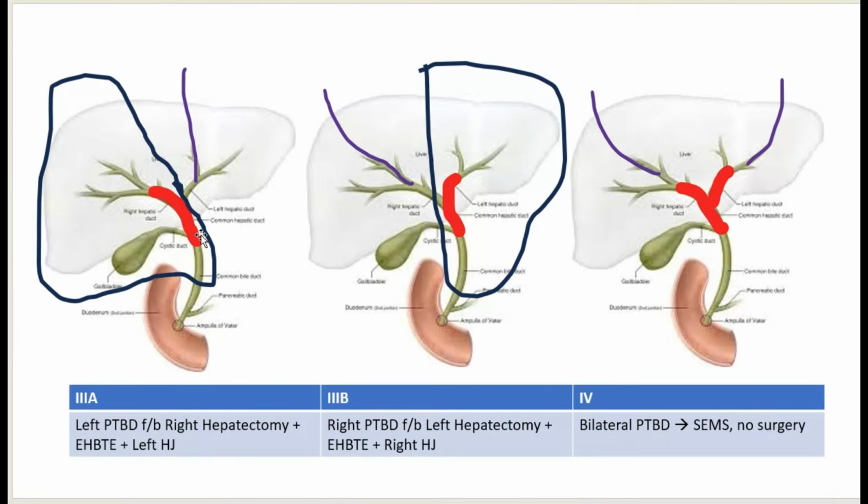So for a type 3A, that is disease extension to the right-sided second order ducts, we do a left-sided PTBD followed by a right hepatectomy and extrahepatic biliary tract excision followed by a left hepaticojejunostomy. And the opposite is true for a 3B lesion: a right PTBD, left hepatectomy and EHBTE, right hepaticojejunostomy.